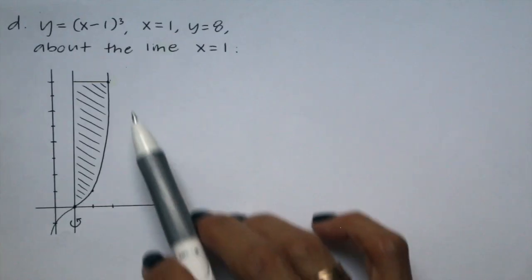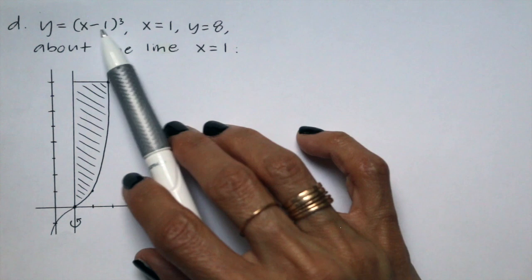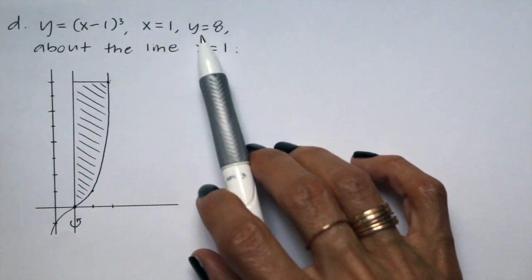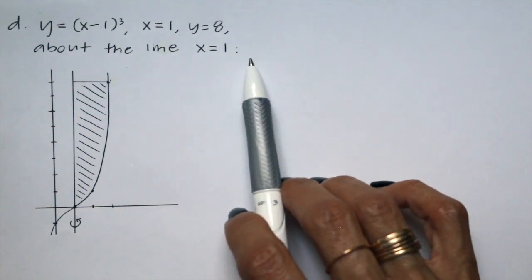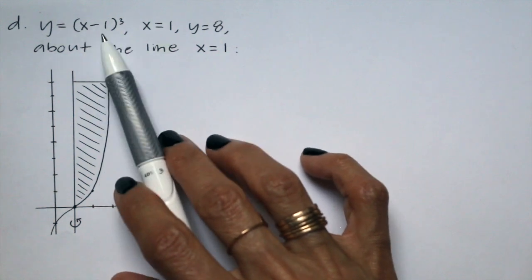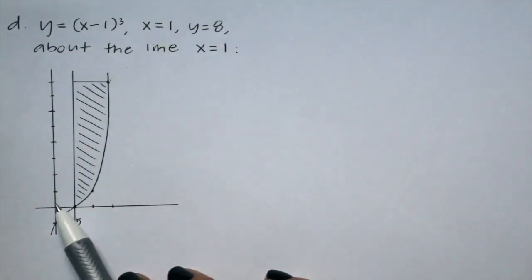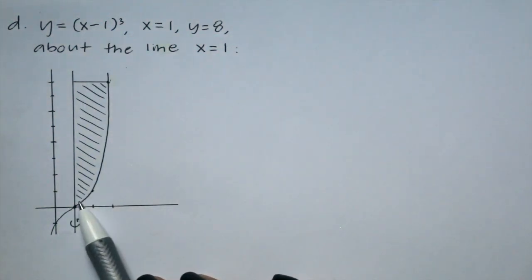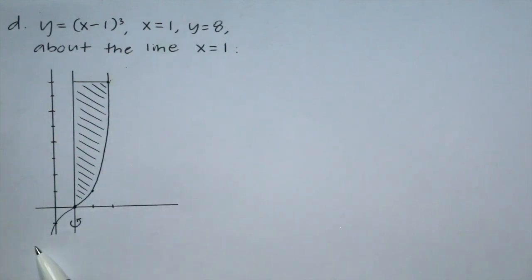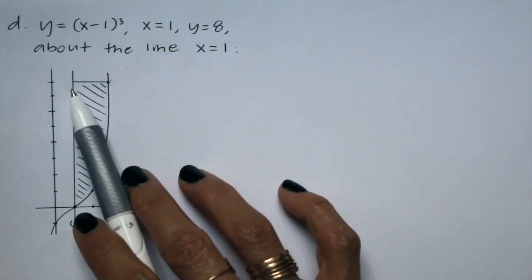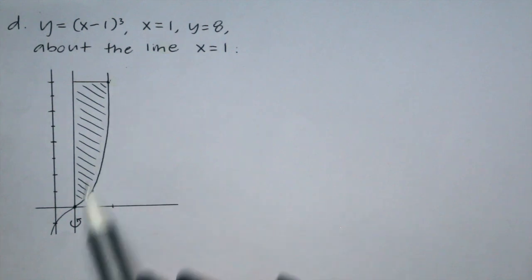For this problem, we have y equals the quantity x minus 1 cubed, x equals 1, y equals 8, about the line x equals 1. So I took this cubic graph and shifted 1 to the right. So right here is 0, 0. You shift 1 to the right, and then you have your curve. Then you have the line x equals 1, and then up here is y equals 8. You're rotating around this x equals 1 line.